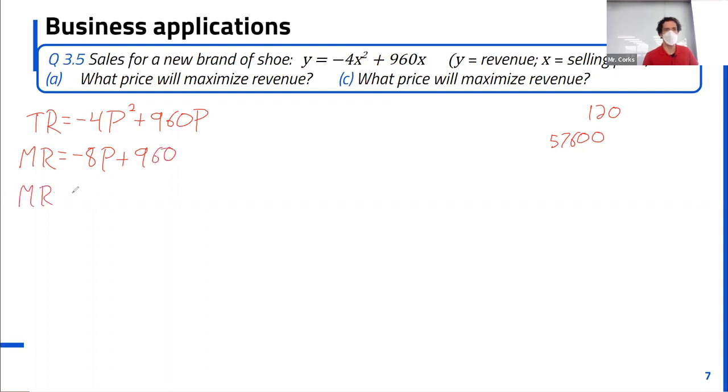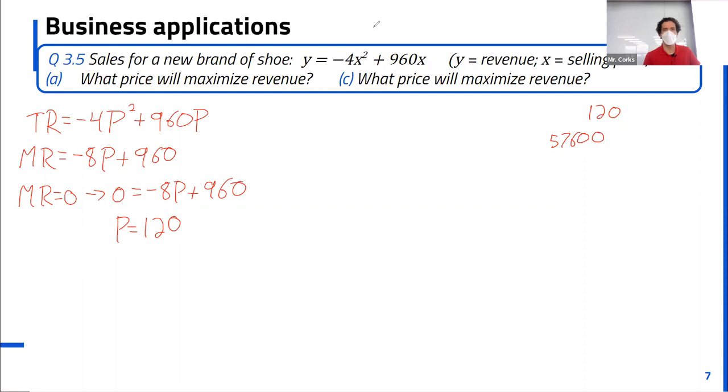And we set this equal to 0, so 0 is equal to -8P plus 960. So P is equal to 120. 8 times 12 gives us 96. All right, and we want to confirm.